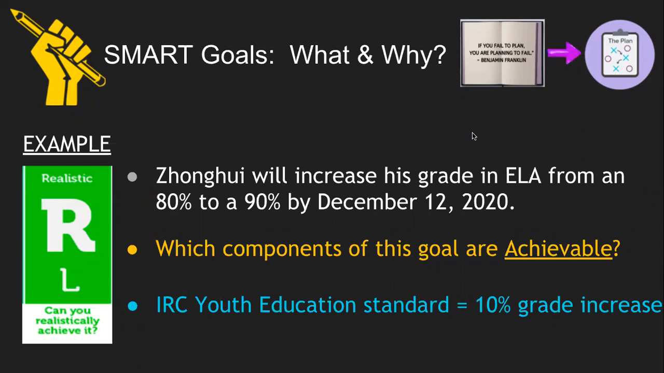Next, we ask ourselves which component of this SMART goal is R, realistic. Again, the IRC Youth Education Standard is a desired 10% grade increase. We consider this goal realistic.